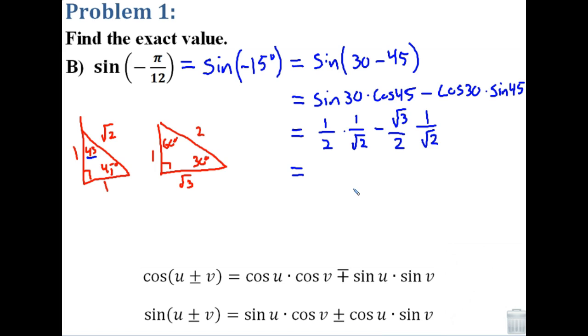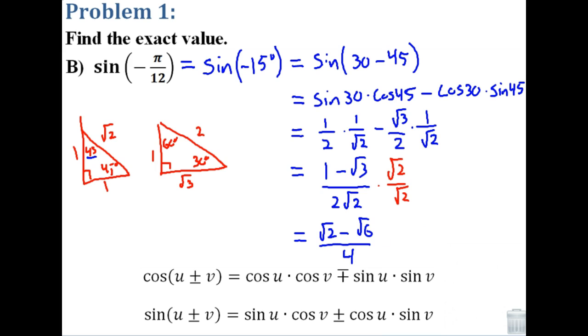Okay, notice this ends up pretty much the same setup here. The slight difference between the two is how these work out. That's the nice thing about them. You're always going to get a similar looking answer for these kinds of problems. So I combine these fractions. We have 1 minus root 3 all over 2 root 2. And then my last step, we'll rationalize, we'll multiply by root 2 over root 2. And that's going to give me root 2 minus root 6 all over 4 once again.